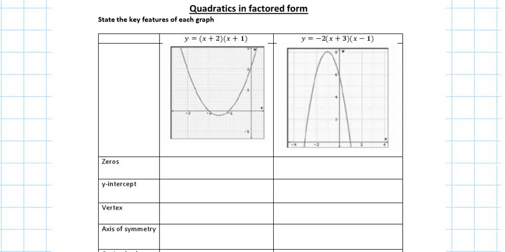What are your zeros here? Negative 2 and negative 1. Okay. The y-intercept? We're going to use y equals 2. It's okay.